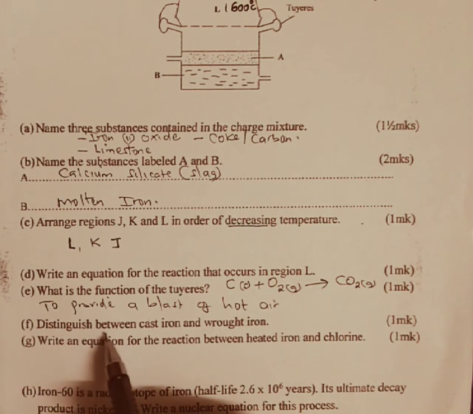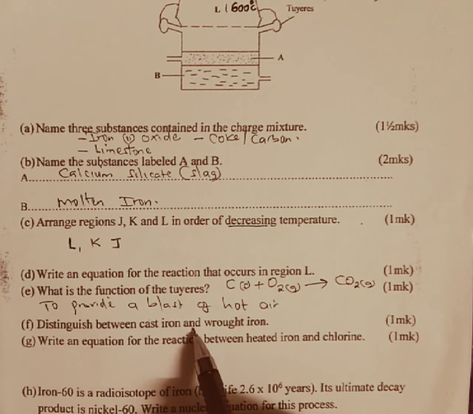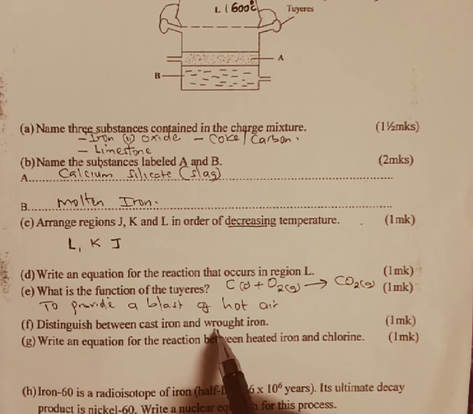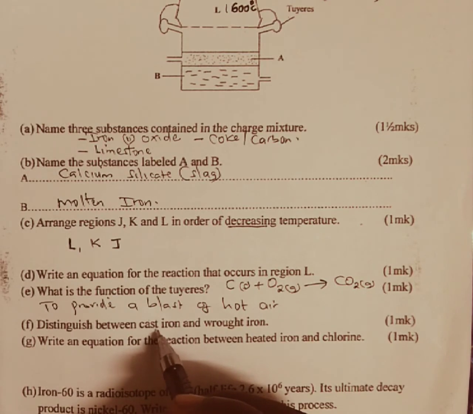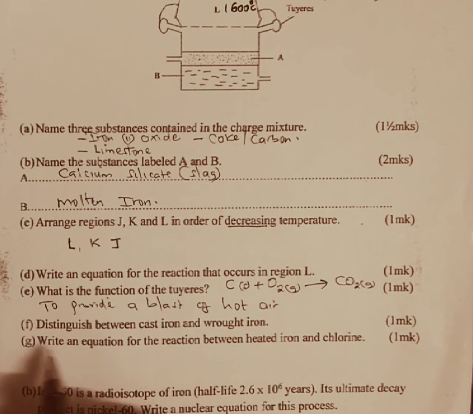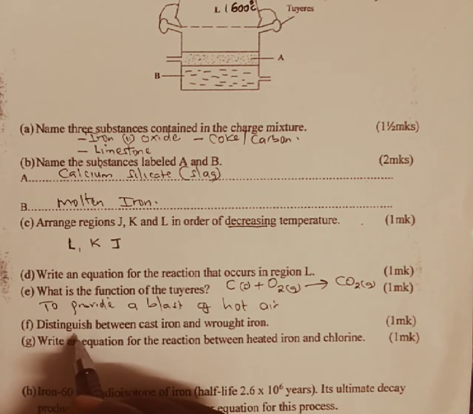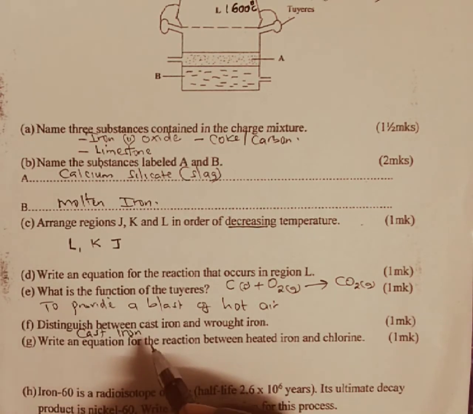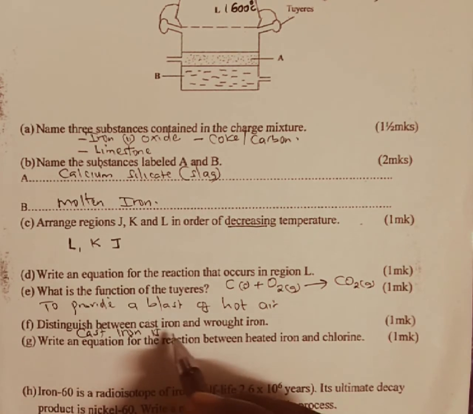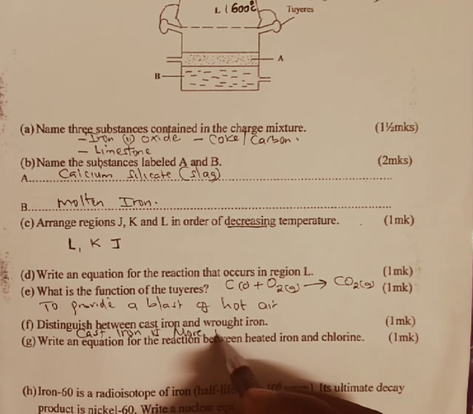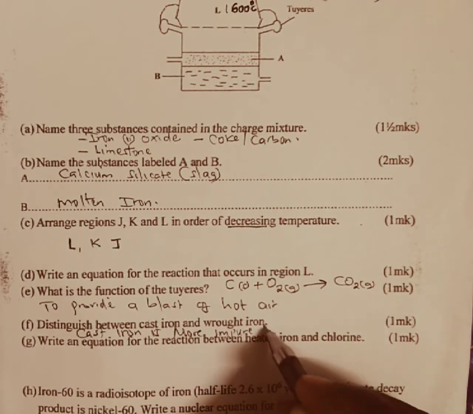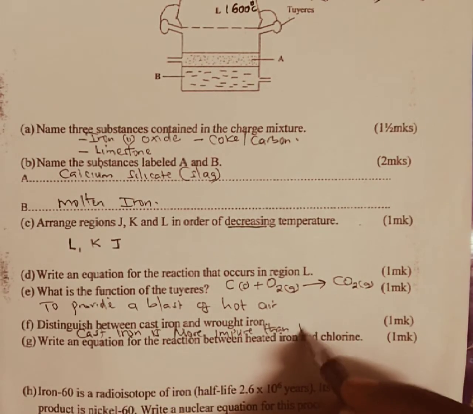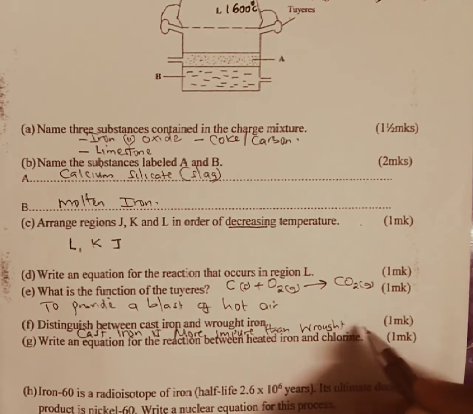F. Distinguish between cast iron and wrought iron. Remember, wrought iron is the pure form of iron, but cast iron is an alloy of carbon and iron with other impurities in between, and therefore we can say that cast iron is more impure than wrought iron.